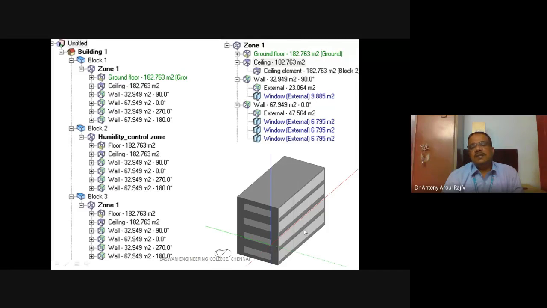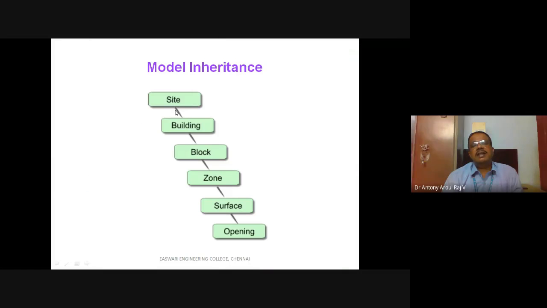Okay, so that is what is given here. So this is like this. This is the hierarchy. Now you are able to see the hierarchy that I told here: site, building, multiple buildings.